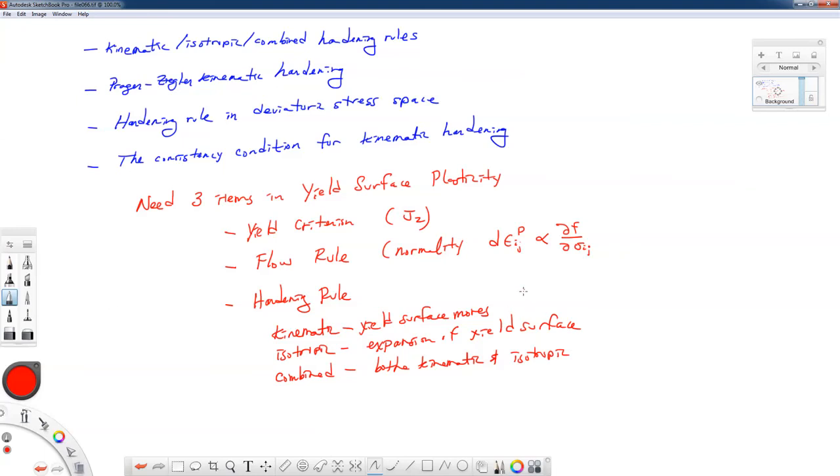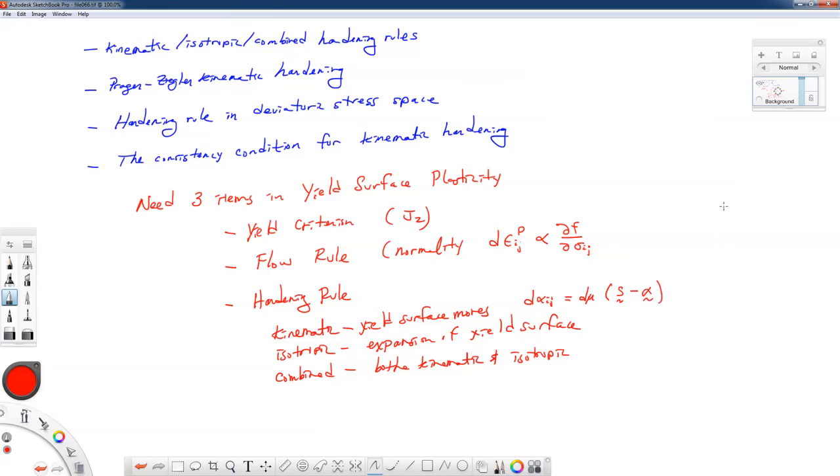So with linear Ziegler kinematic hardening, what this says is that the movement of the yield surface, and what I mean by the movement of the yield surface is the back stress tensor, or some people call it a shift tensor, the d alpha ij would have some sort of proportion to, in deviatoric stress space, S minus alpha.